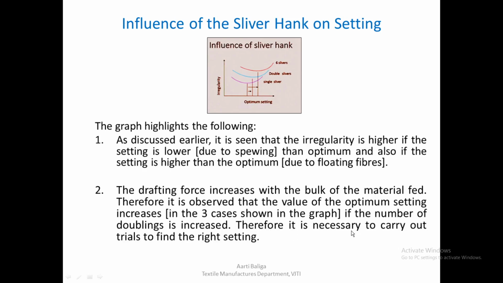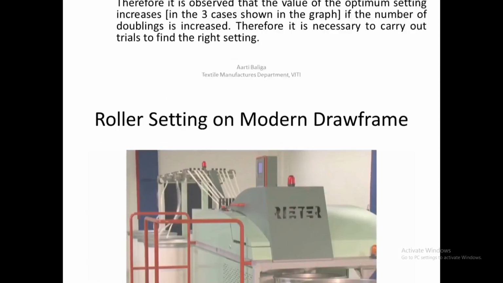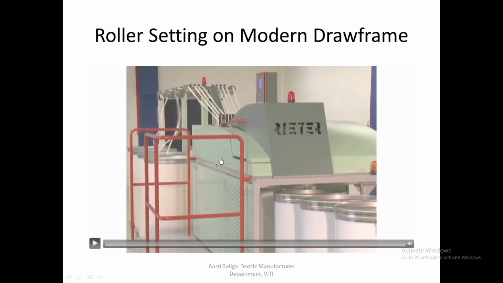Therefore, we cannot say for sure, okay, this should be the setting for any kind of situation. So the moment you increase the number of doublings, you will have to go in for a trial and try to find out the right setting for you, where it will give you the lowest irregularity in your output. So we come to the roller setting, how it is done on a modern draw frame.